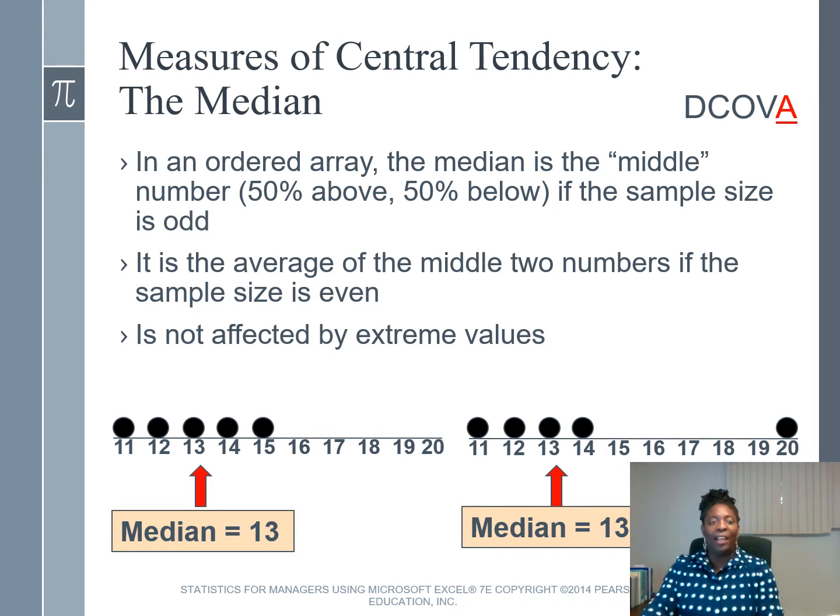The value of the median for the first sample, 11, 12, 13, 14, and 15, the middle value is 13. Half of the data is below it, the other half above it. Again, when you have 11, 12, 13, 14, and 20, the median is still 13 because it's still the middle number. So it's not affected by extreme values on either side.